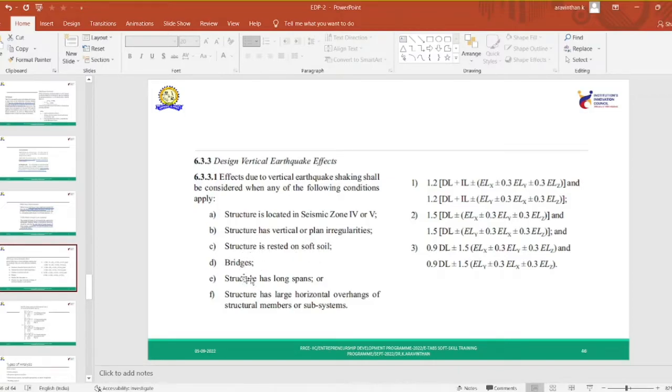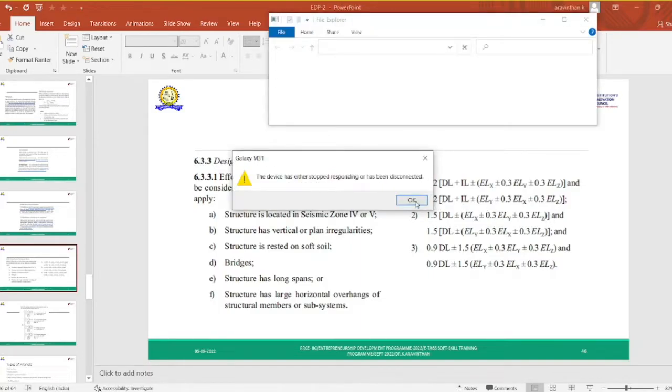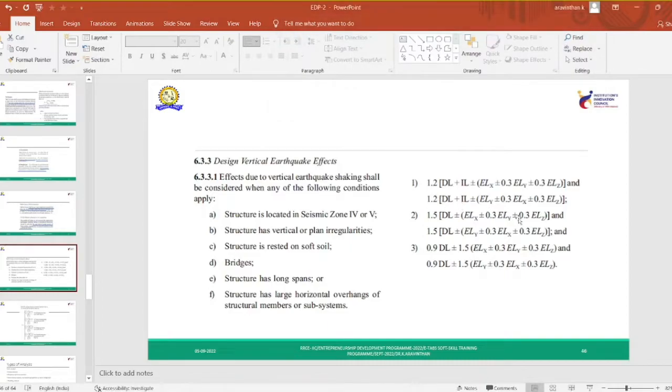In bridges, long spans, or structures with horizontal overhangs of structural members or subsystems, and if you have long balconies, projected lines, and roof projecting at one end, you will have a vertical earthquake effect. When you consider the vertical earthquake effect, the code suggests that you should add the Z axis also. In previous cases, you can see 1.2 dead load, live load. In these cases, you can note that the Z axis is also considered now, 0.3 times EL Z.